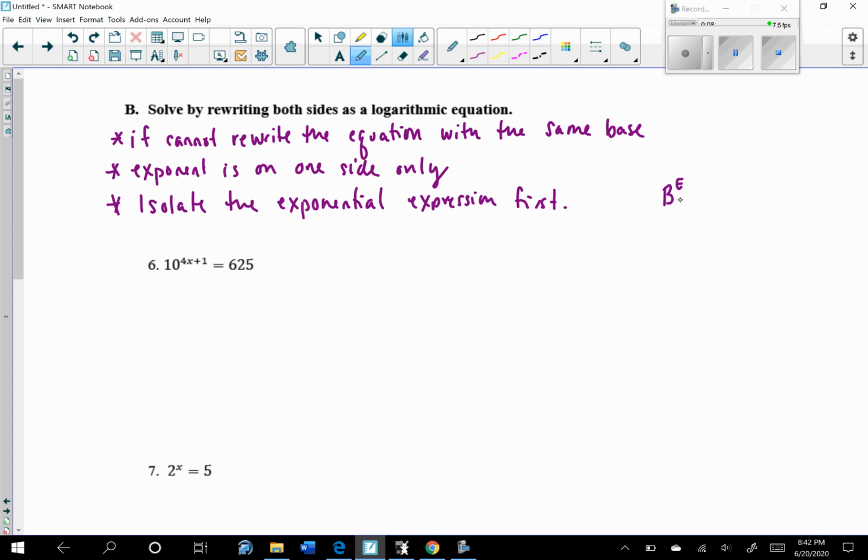So looking at question 6. So 625, I cannot use base 10 to get 625 because I know 10 to the first power is 10, 10 squared is 100, and 10 to the third is 1,000. 625 is in between it. So that's how I know I cannot equate the exponents and set them equal, because I can't get the same bases. So because I can't get the same base, I want to rewrite in log form.